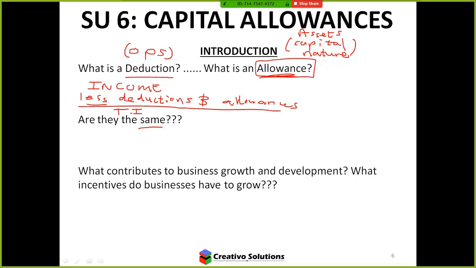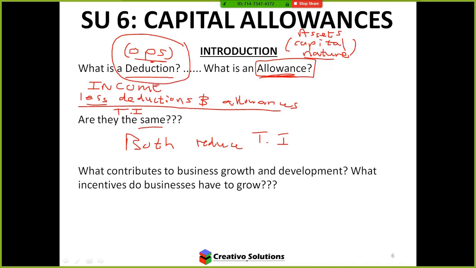So are they the same? From a tax point of view, they are. Both reduce taxable income. But the one relates to operations and the other relates to assets, capital in nature, things that don't have a deduction.